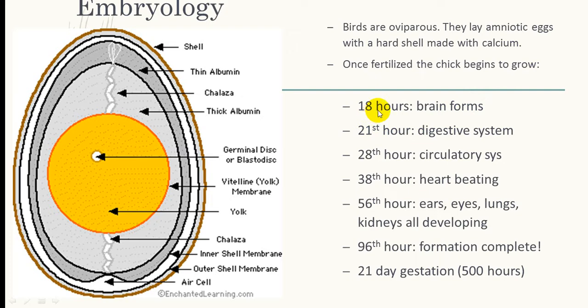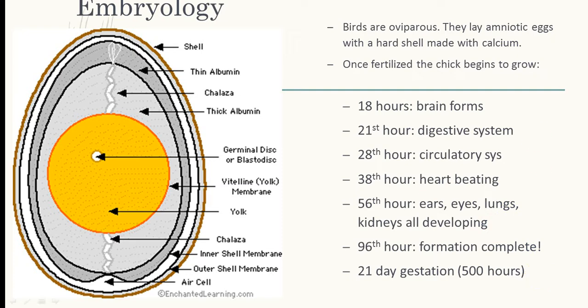So after 18 hours, the brain will be formed. The 21st hour, the digestive system will be finished. Then comes the circulatory system. At hour 38, the heart is already beating. In 56 hours, we have all this developing stuff: ears, eyes, lungs, kidneys. And by 96 hours, the formation is complete, and they have about a 21-day gestation. We are talking about chicks here.